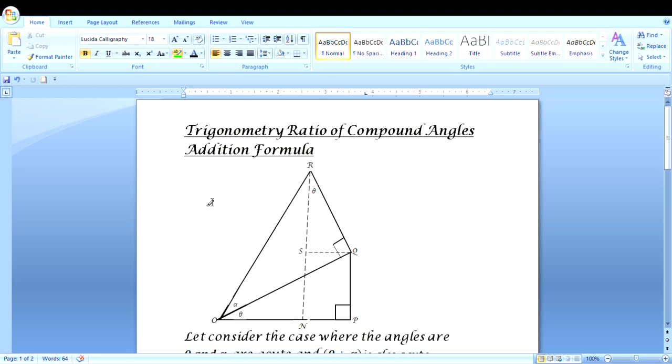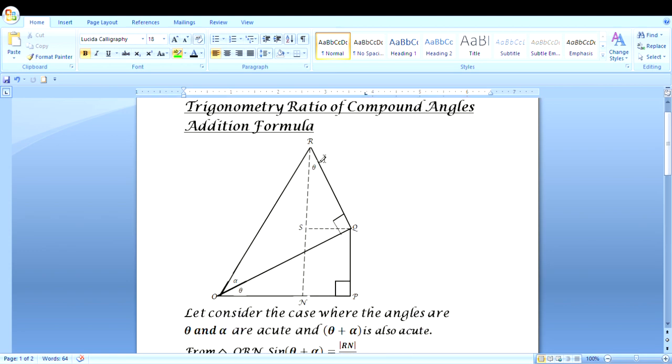In this partial class, we're going to be looking at trigonometric ratio of compound angles. Here we look at sine in this very class. In my subsequent class, we shall be looking at that of cosine. Here we'll be making use of this diagram. Let's take a look at the diagram below and see what is obtainable.